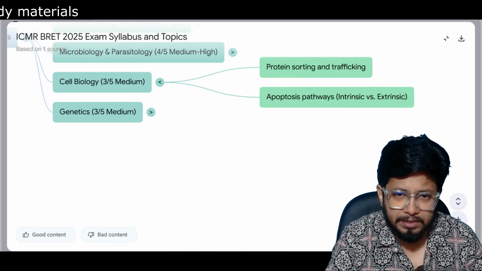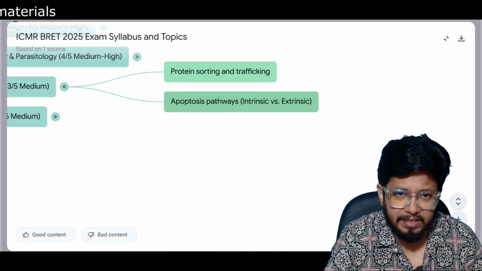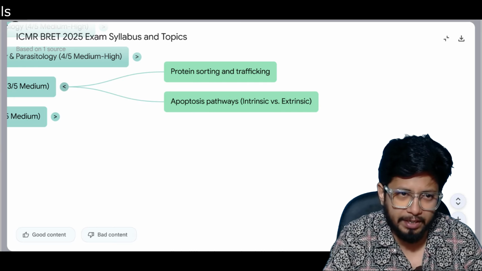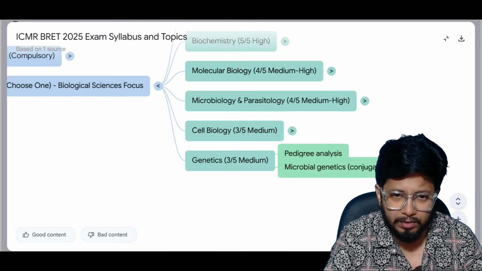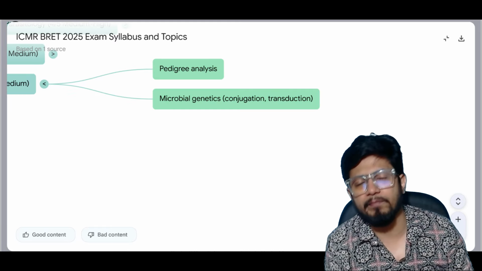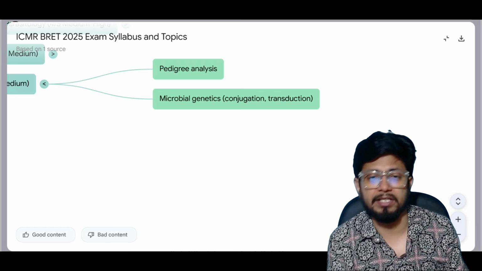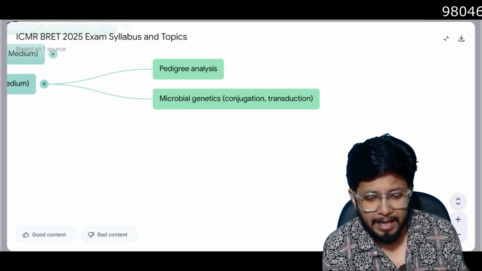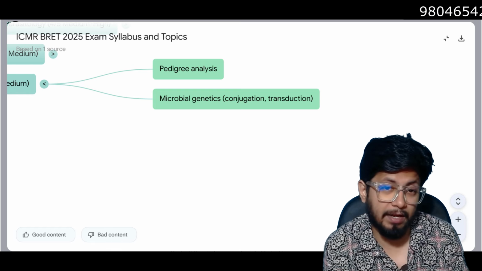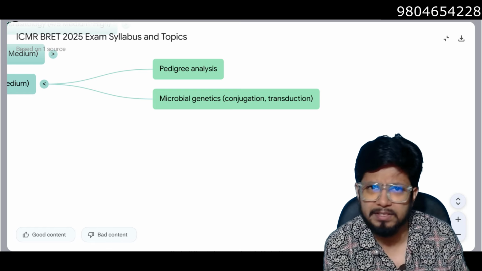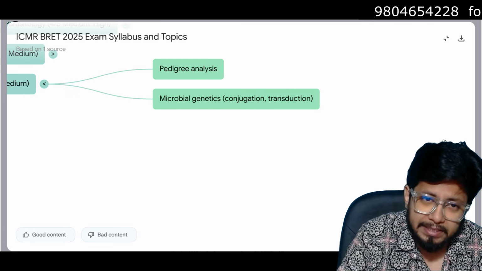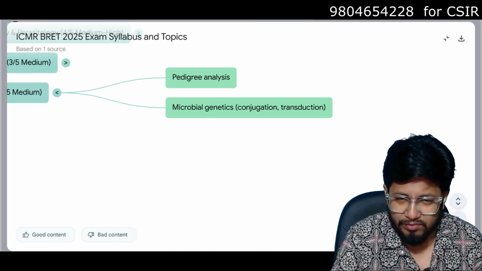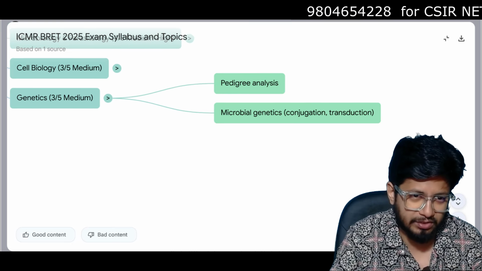In cell biology, medium importance: protein sorting, trafficking, apoptosis pathways, cell cycle and regulation, intrinsic versus extrinsic apoptosis pathways, everything important. In genetics, we have Mendelian genetics, non-Mendelian genetics. In the non-Mendelian genetics, we have incomplete dominance and codominance. We have polygenic inheritance, pleiotropy, phenocopies, epistasis, pedigree analysis. We have molecular genetics, we have microbial genetics like horizontal gene transfers, example conjugation, transduction, transformation.